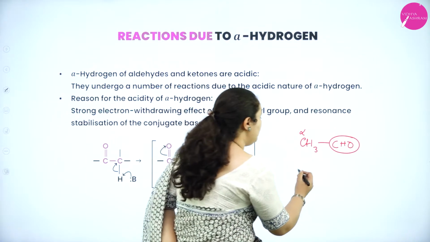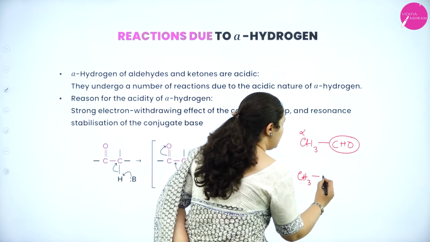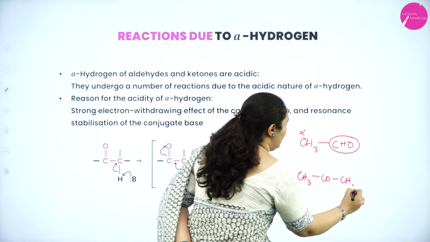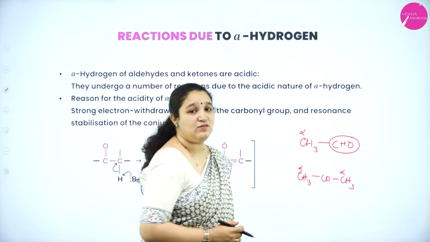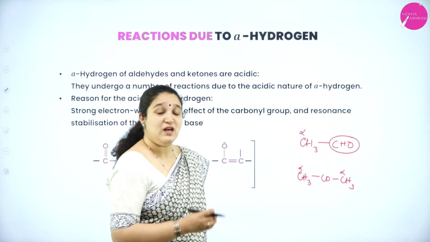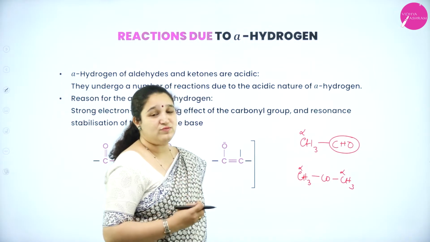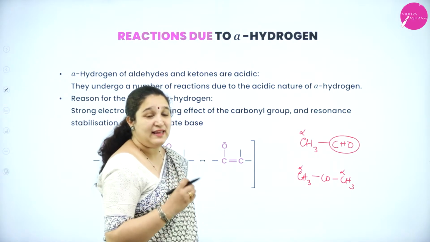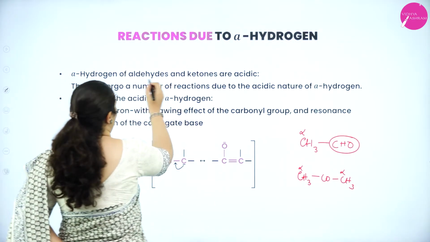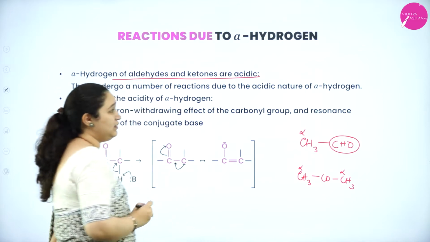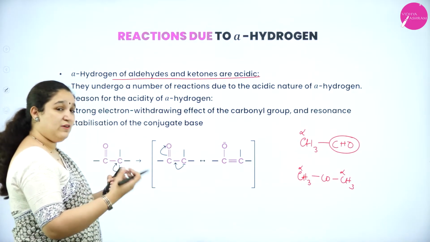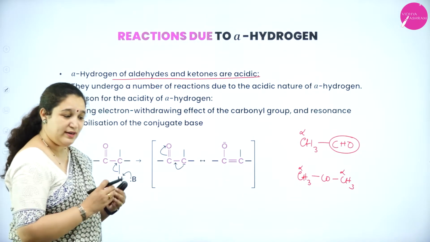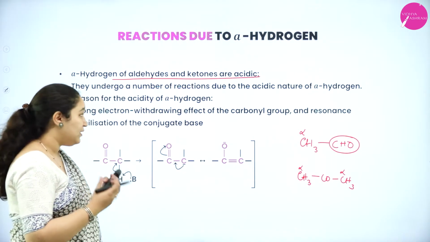In ketones also, for example, I have CH3COCH3. This is alpha carbon, this also is alpha carbon, and we have two alpha hydrogen atoms. Now, what is the nature of this alpha hydrogen atom? They are acidic. Okay. They are what? They are acidic. That means it can be given out very easily or it can be lost very easily.